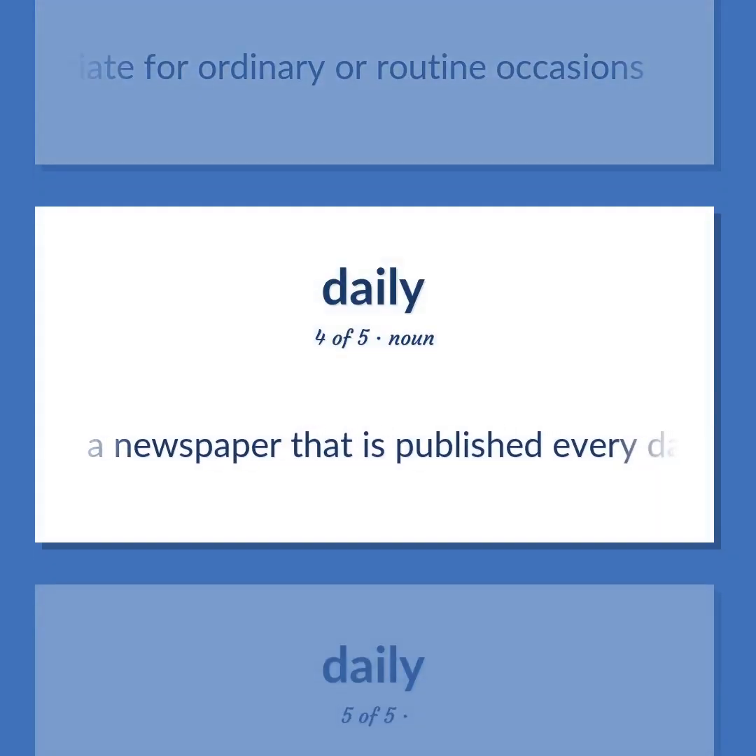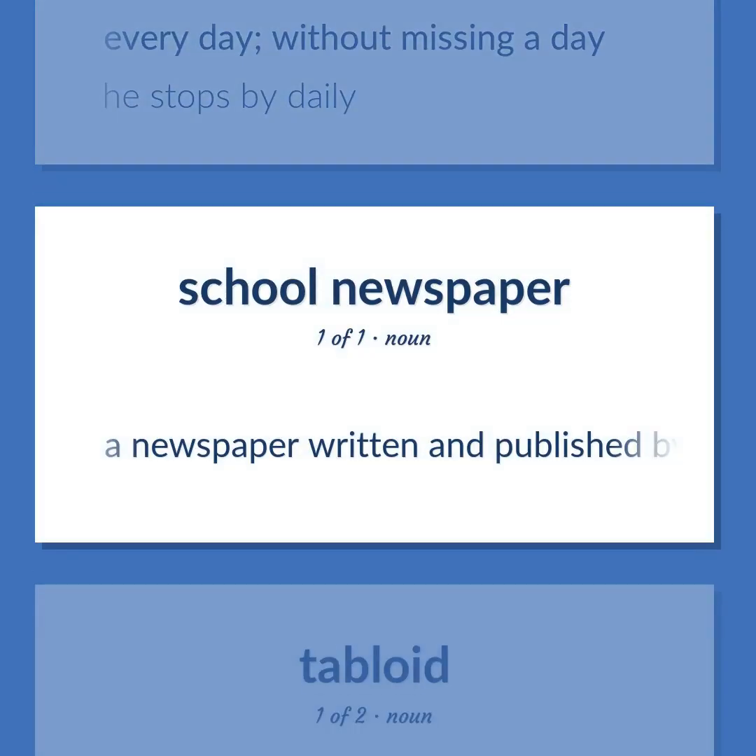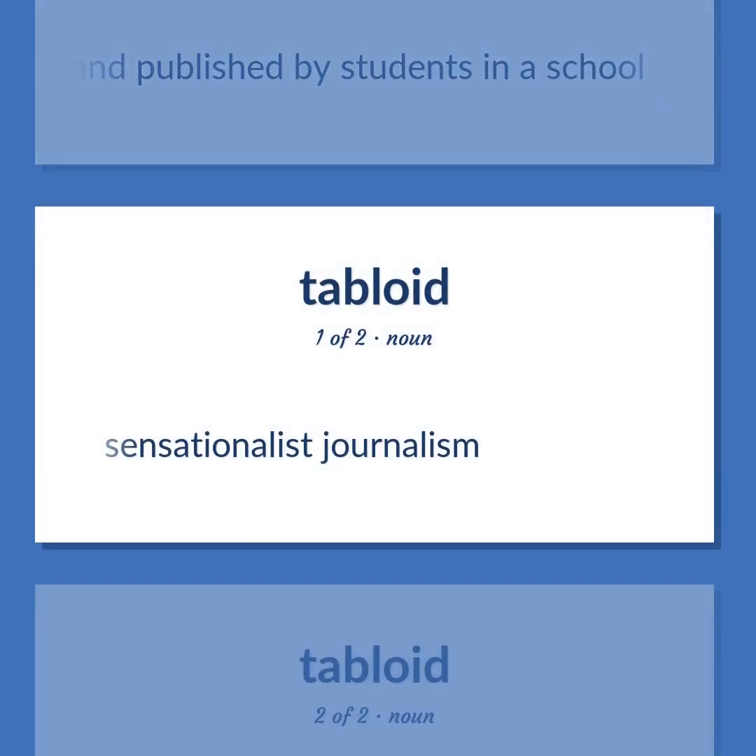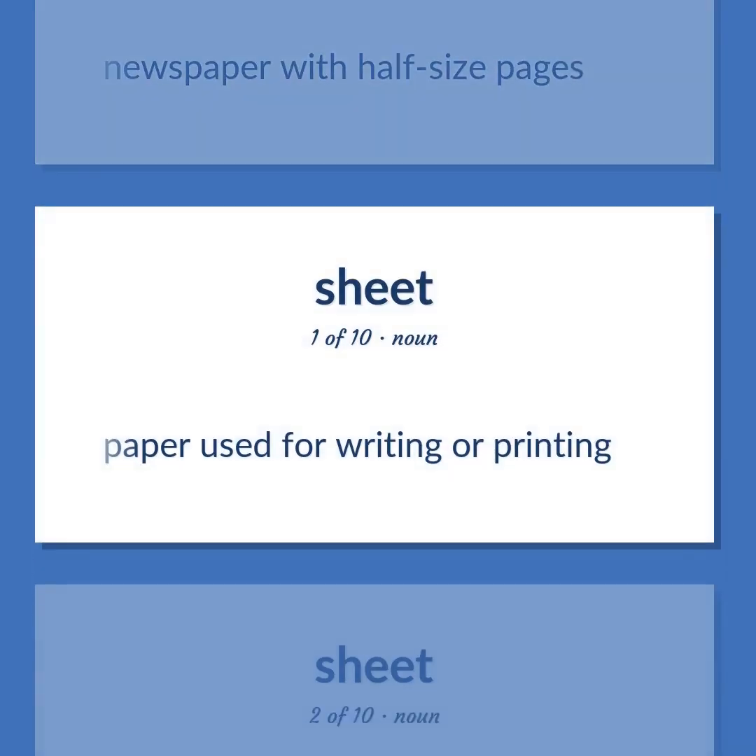A newspaper that is published every day. Every day, without missing a day. He stops by daily. A newspaper written and published by students in a school. Sensationalist journalism. Newspaper with half-size pages. Paper used for writing or printing.